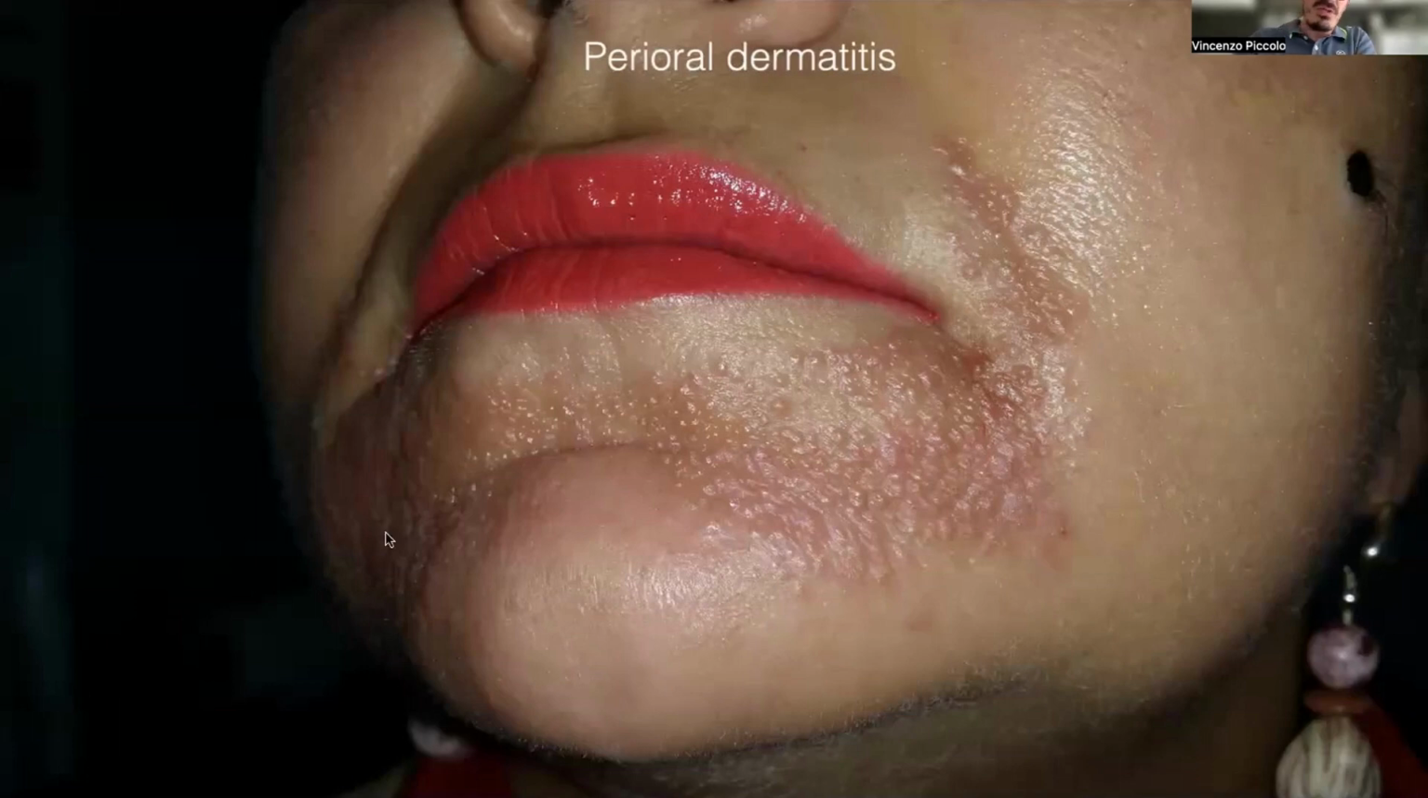A variant of rosacea may be considered the perioral dermatitis. In this patient, it was granulomatous perioral dermatitis. That is a consequence of a rosacea of the periorificial area that is incorrectly treated with corticosteroids, and the patient develops these very itchy papules around the mouth and sometimes around the eyes, that should be treated once again with oral tetracyclines.